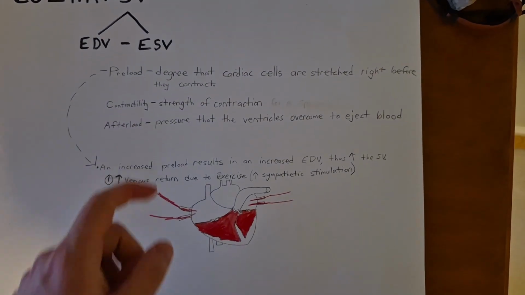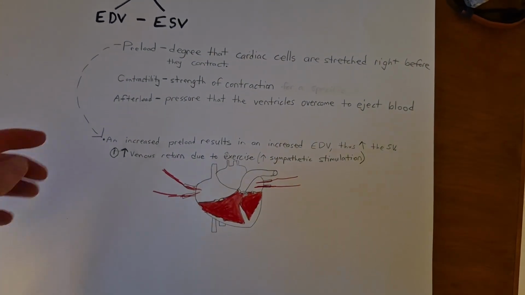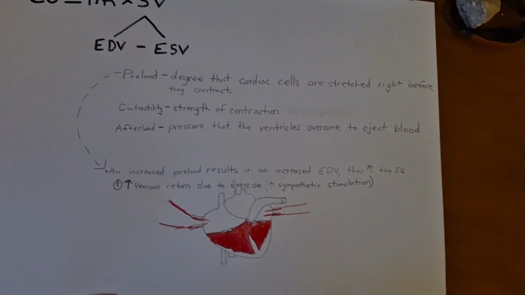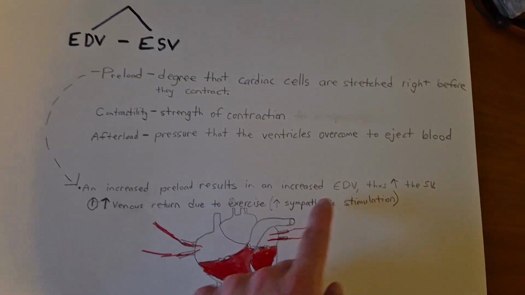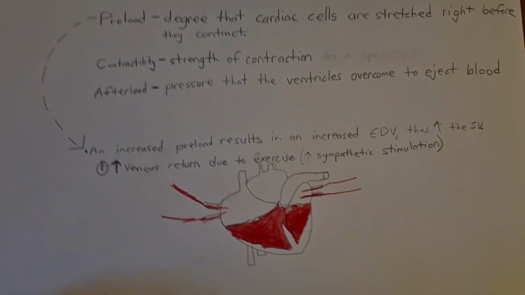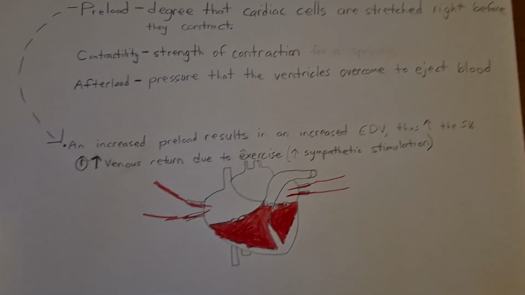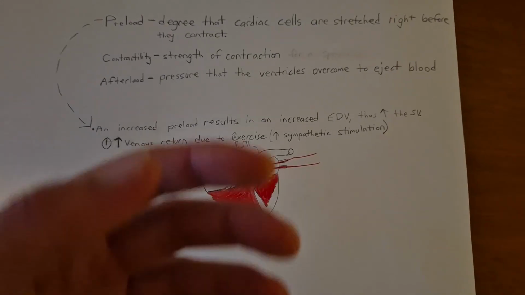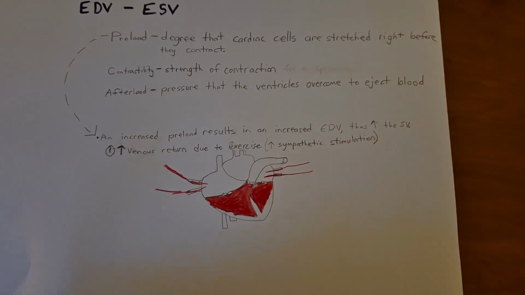So if we increase the preload, we increase the amount of blood that can come back and fill the heart. So what does that mean? Well, an increased preload results in an increased end diastolic volume, thus increasing the stroke volume. So in any scenario, blood is always going to the heart and returning back to the heart to be pumped out to the body.